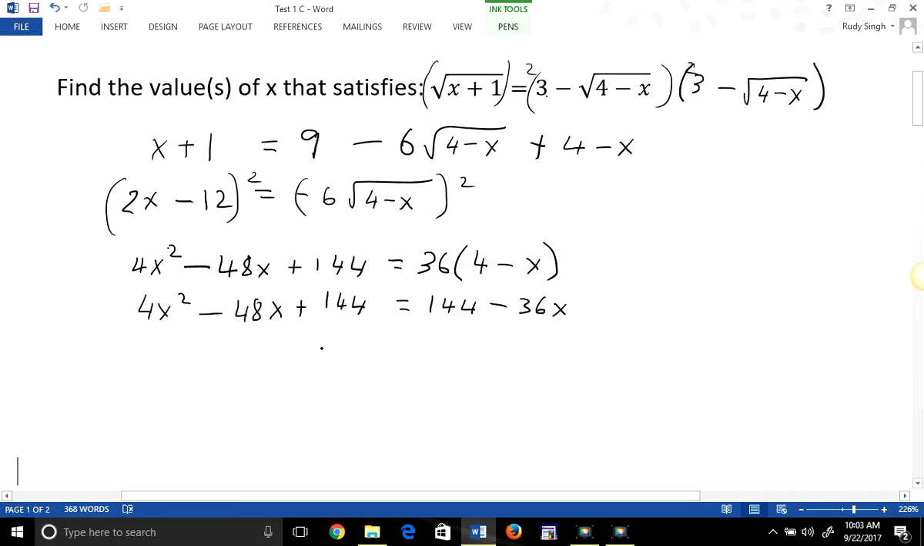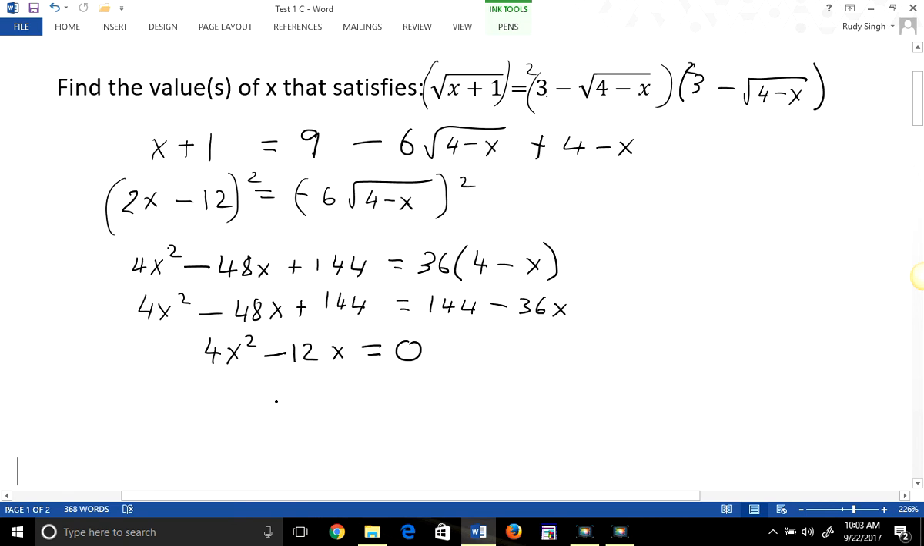And finally bring everything to one side. So we'll have the 4x squared minus 48x plus 36, because I'm moving it to the left side. Add 36x to both sides. That would give me a minus 12x. 144 minus 144 is 0, so that goes away, and we get equals 0. So here's my quadratic equation.